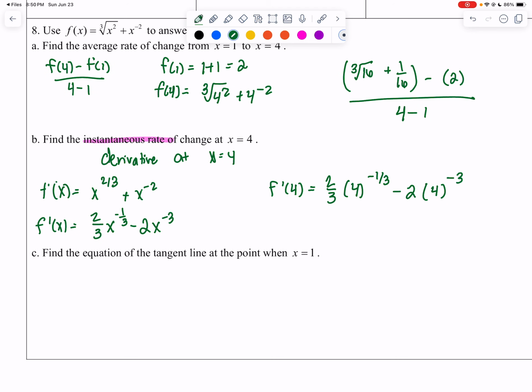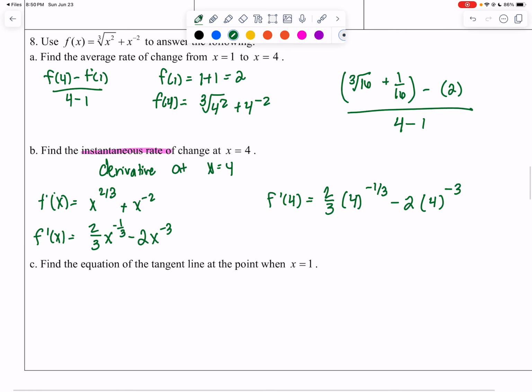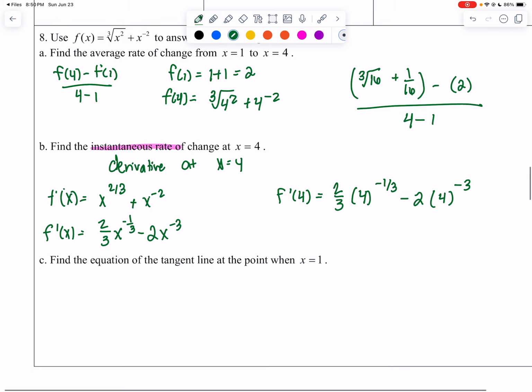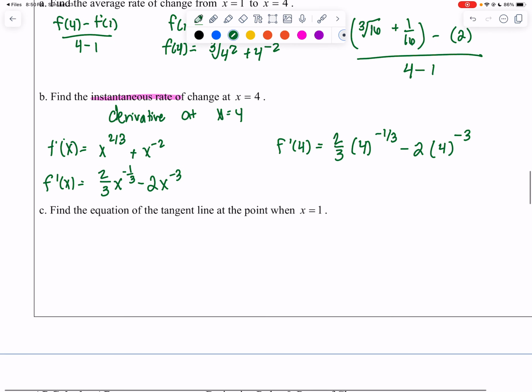Part C, find the equation of the tangent line at the point when x is equal to 1. Well, we already saw from part A that the y value for 1 was 2. So I have a point already. Great. Now to find the tangent line, remember I need slope. So how do I find slope? Well, I got to find the derivative. We already found the derivative here in part B, but now I just got to find the derivative at 1.